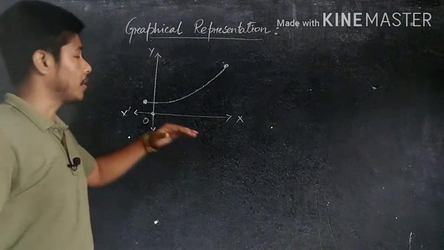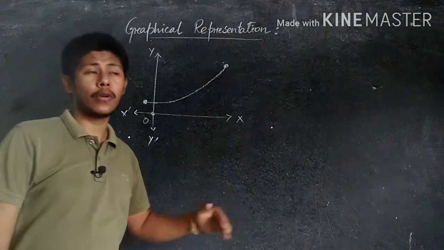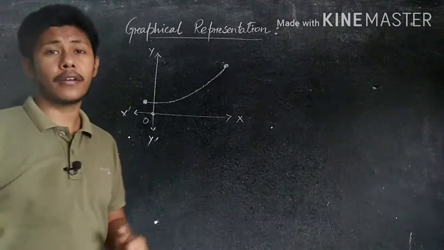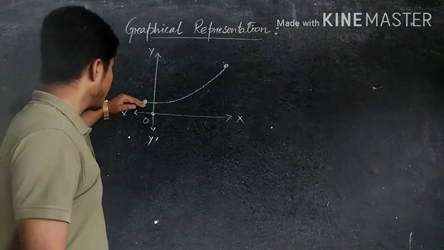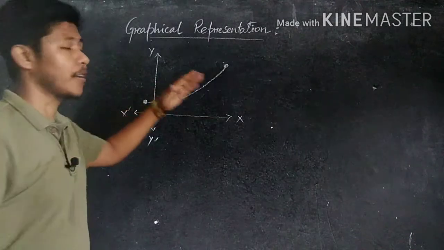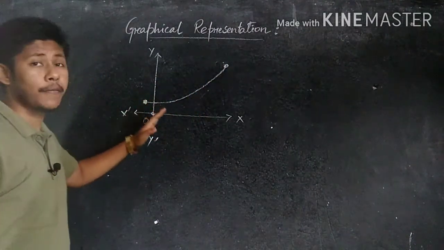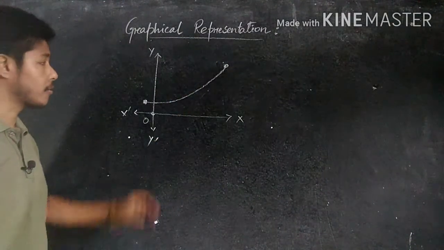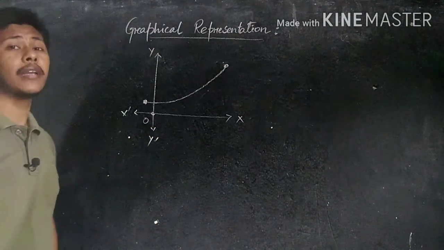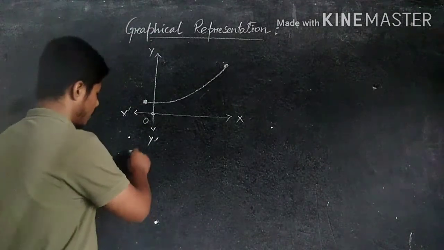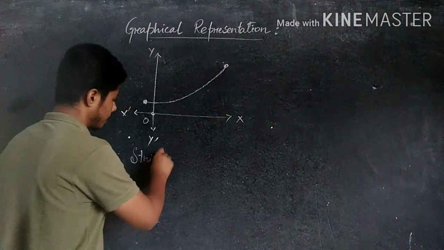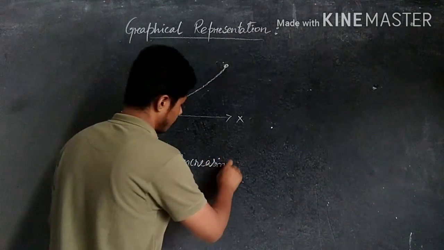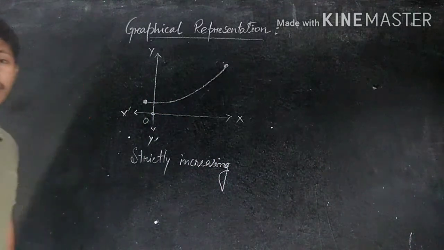So this type of graph is known not only as an increasing function, it is known as a strictly increasing function, because in each and every place the graph is increasing. In every place the graph keeps going up and up. Clear? So this type of graph is known as a strictly increasing function. Is it clear?